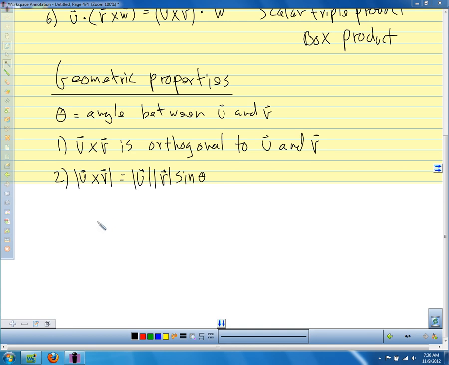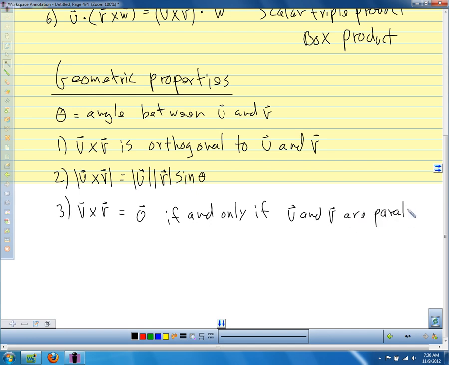Let's see. Our third one: U cross V is the zero vector if and only if U and V are parallel. And remember, parallel means that one is a scalar multiple of the other. So the cross product gives us the zero vector if and only if they're parallel.